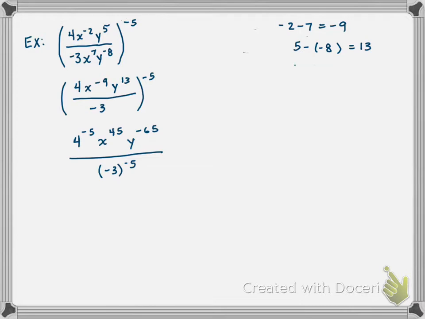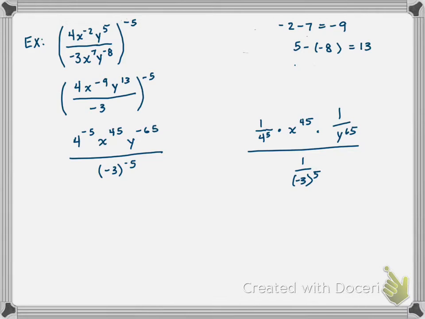And then from here, we'll deal with negative exponents. And so again, it would be accurate to say that this is 1 over 4 to the 5th times x to the 45th times 1 over y to the 65th over 1 over negative 3 to the 5th. I'm not saying that's not true. I am saying that that is a really cumbersome way to do it. It's not fun to simplify when you have all those little fractions in there.